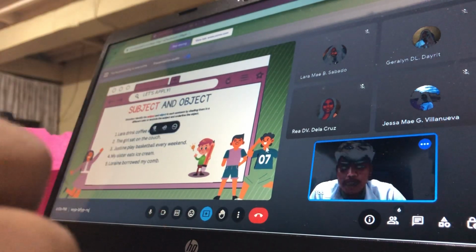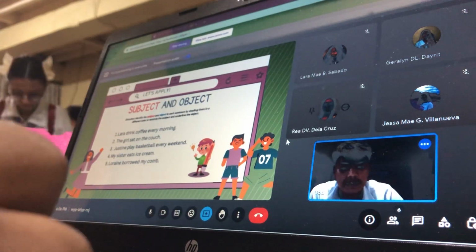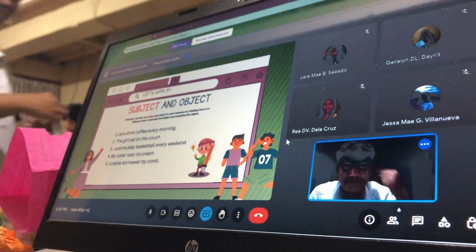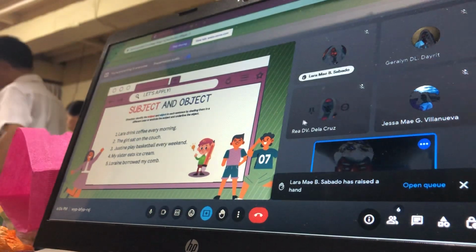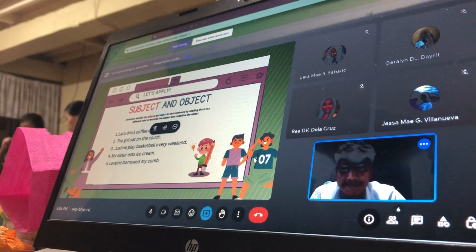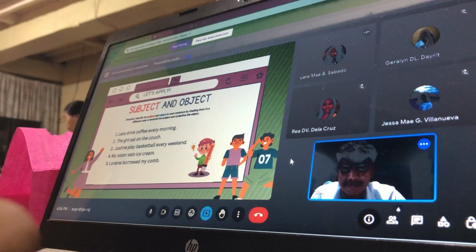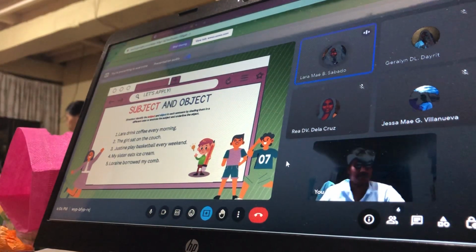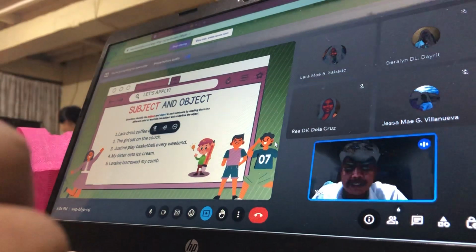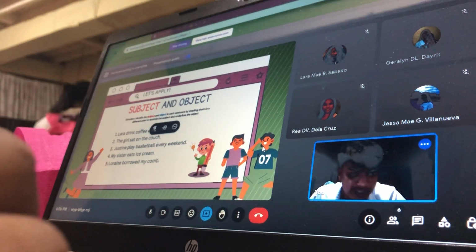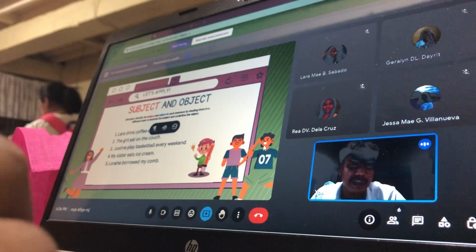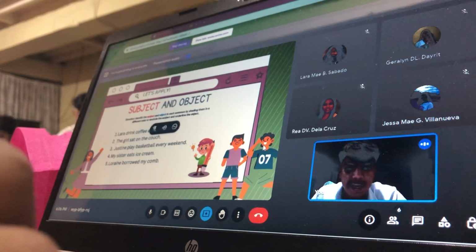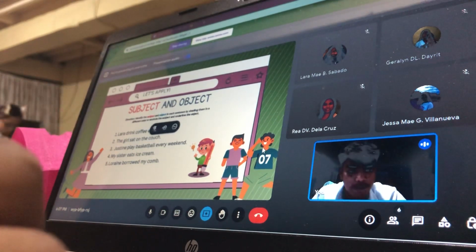Number four: my sister eat ice cream. Okay, Lara. The subject is sister and the object is ice cream. Okay, very good. Sister eats ice cream. So the subject is sister and ice cream is the object because sister is the doer of an action and ice cream is the receiver of an action.